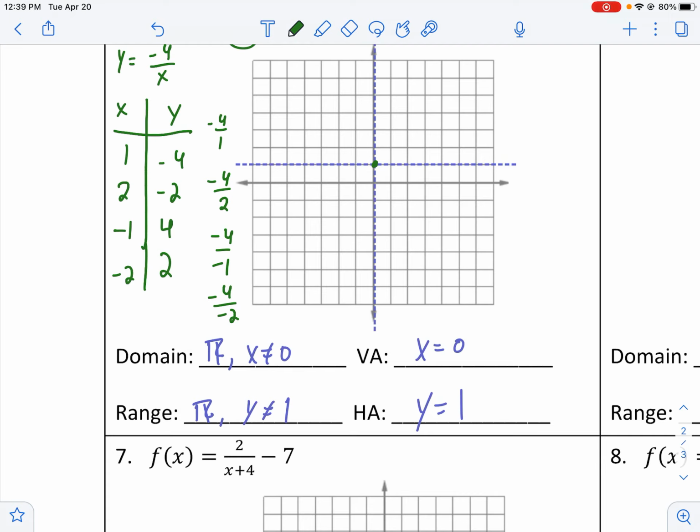So -1, +4. Oops, why did I say 2? -1, +4. -2, +2. And then on the other side, we have +1, -4. And then we have +2, -2. And then here's our graph.